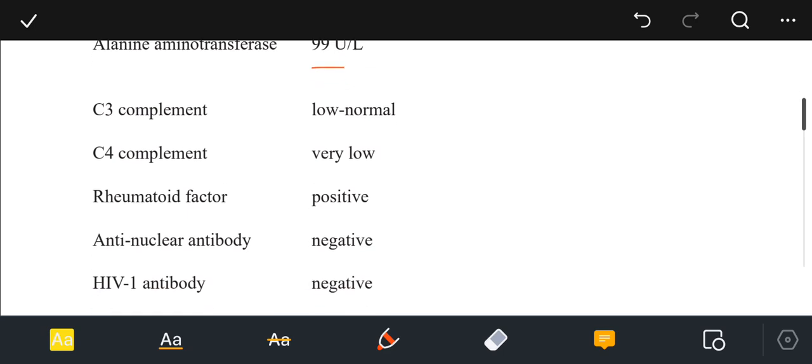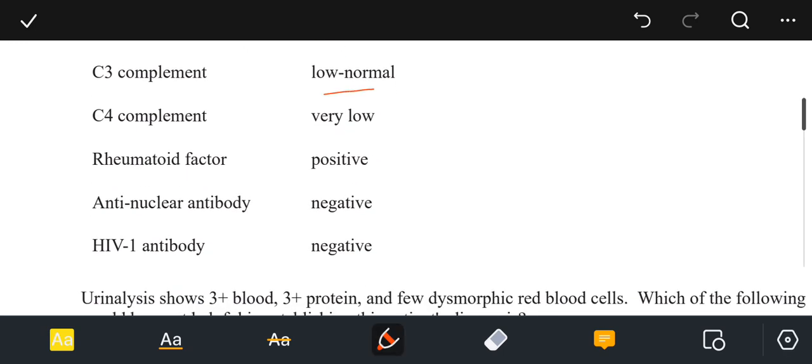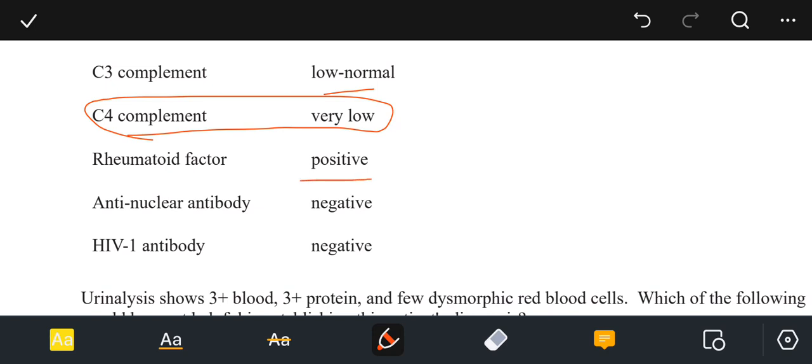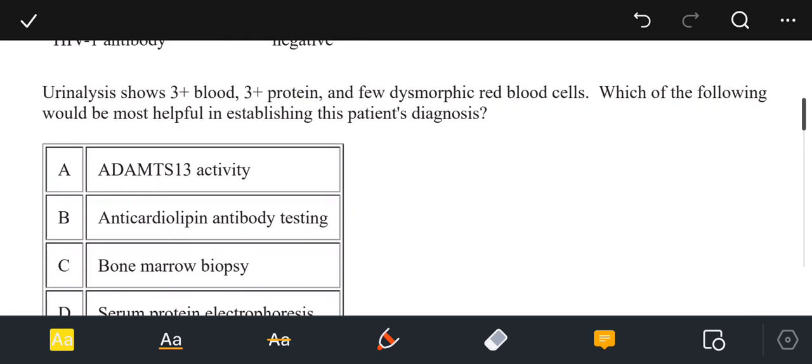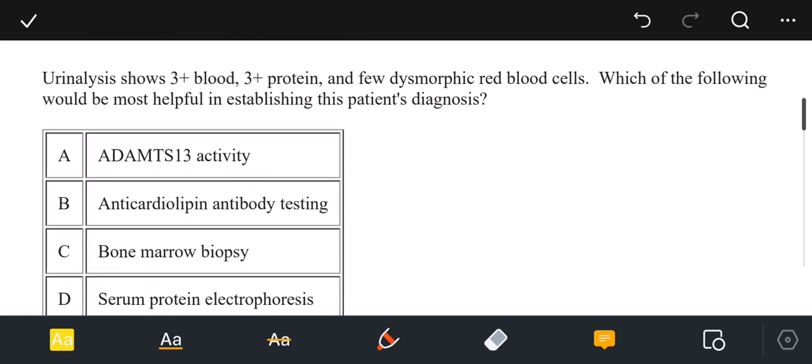C3 complement level is low normal. C4 level is very low. Then we have rheumatoid factor that is positive. Anti-nuclear antibody is negative and HIV antibody is also negative. Urinalysis shows 3 plus blood and 3 plus protein and a few dysmorphic red blood cells. Which of the following is the most helpful in establishing the patient's diagnosis?